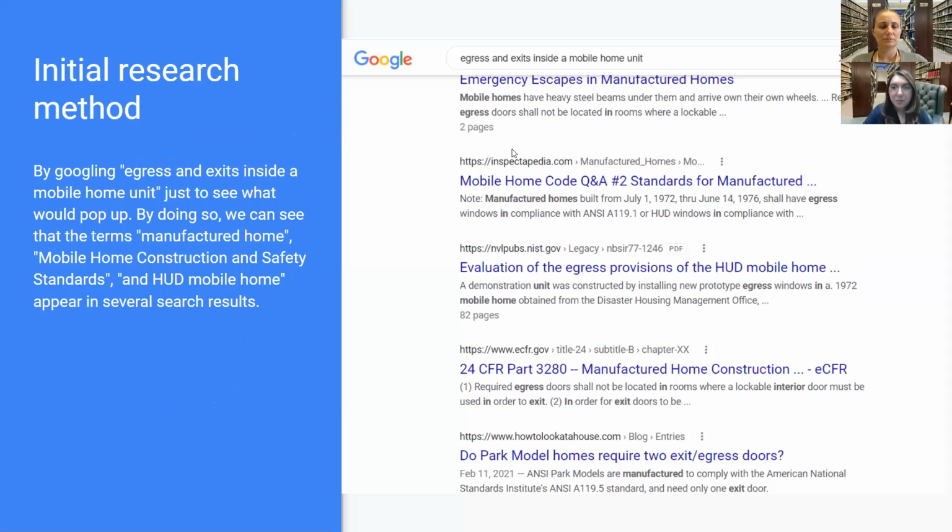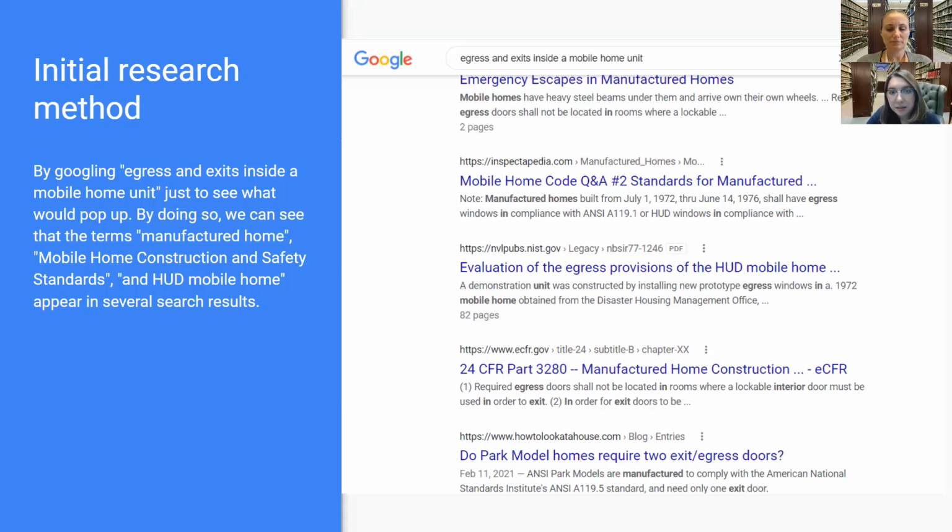So my initial research method, honestly, is to always just Google, just to see what comes up. And I just Googled egress and exits inside a mobile home unit just to see what would pop up. And by doing so, we could see that a lot of different synonym terms or related terms popped up in this search. So I see manufactured homes would be a term that's kind of repeating itself a little bit. Mobile home construction and safety standards. So that may be something that could be irrelevant.